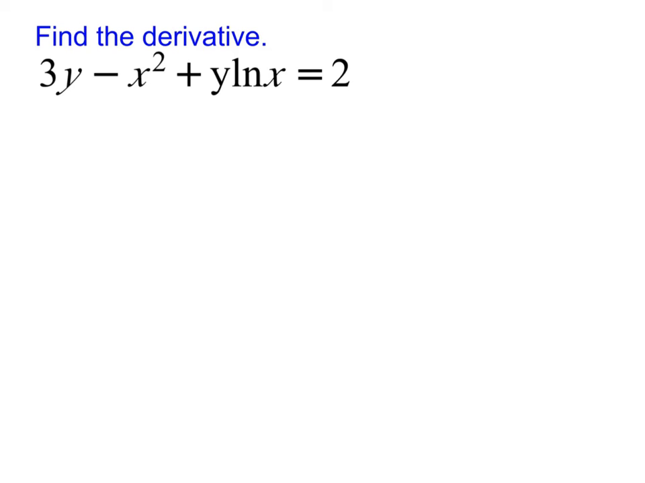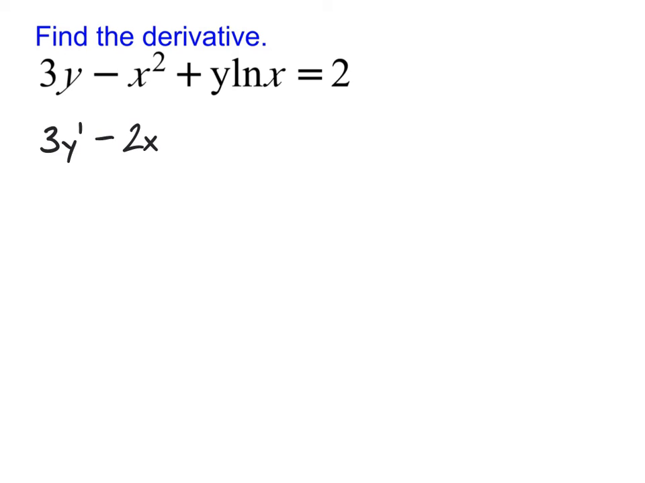All right, so when we start taking the derivative of this, remember we're just going to take the derivative of each term individually. So first up, derivative of 3y is just going to be 3y prime. Then we go on to the x squared. Well, that's actually a nice simple derivative. Derivative of x squared is 2x. Then we go on to find the derivative of this y natural log of x.